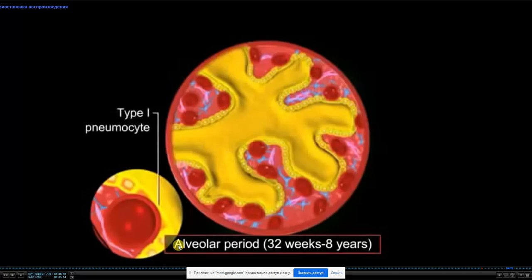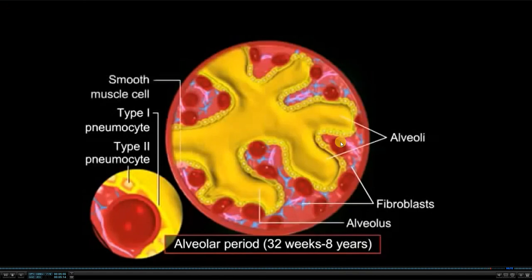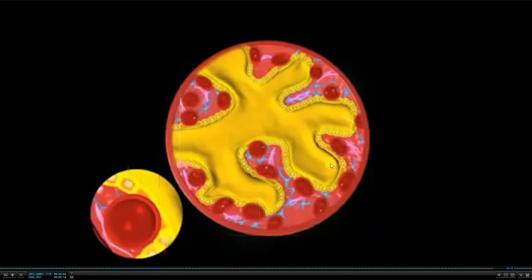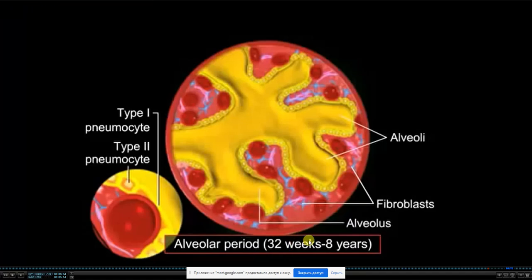And finally we have the fifth phase, the main period, which for us is the alveolar period, and finally the alveoli form. These thin-walled alveoli allow for the exchange of gases. You see the period of time mentioned here: 32 weeks of fetal life to 8 years. So until the 8th year, the alveolar period is not fully formed.